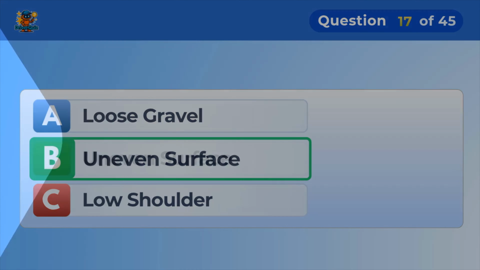Question 19. What does this sign mean? A. Pavement ends. B. Low shoulder. C. Shoulder drop off. And the answer is pavement ends.